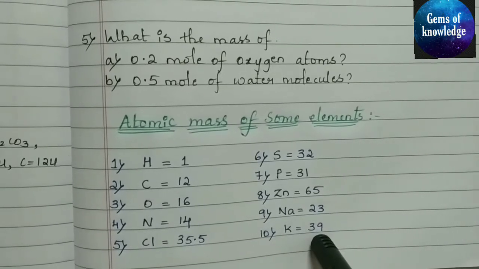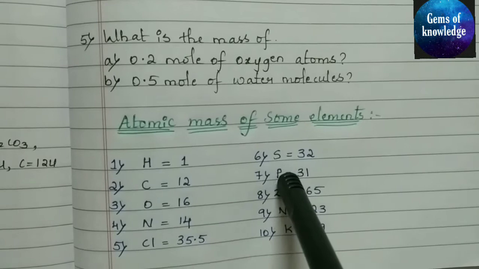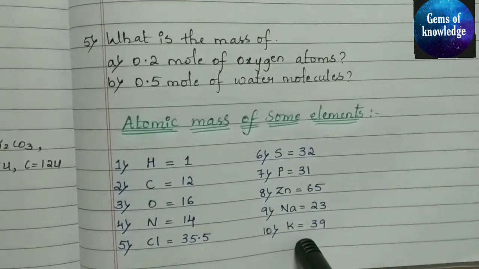Potassium, 39. Okay, sorry, this is not potassium, this is phosphorus. Phosphorus is 31 and potassium is 39.